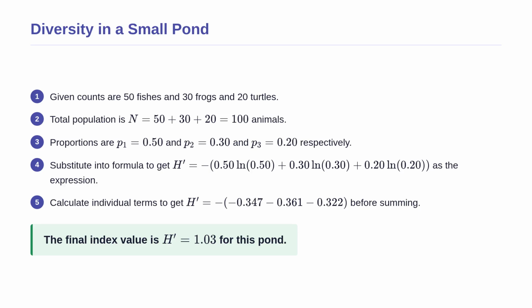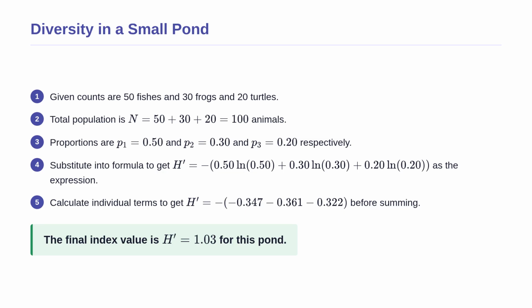Let us see this formula in action with a concrete example. Suppose you survey a small pond and classify 50 fishes, 30 frogs, and 20 turtles. First, we find the total population, N, which is 100 animals. Next, we find the proportion for each class by dividing their count by 100. Fishes are 0.50, frogs are 0.30, and turtles are 0.20.